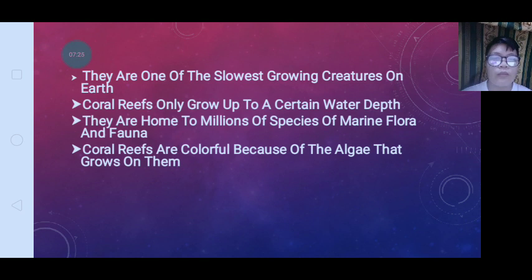Next, they are home to millions of species of marine flora and fauna. Corals are known as the rainforests of the sea because of the enormous underwater biodiversity they support. Their marine habitats shelter various marine species, from fish and seabirds to crustaceans, turtles, sharks, and dolphins. The refuges that dot a coral reef have many organisms.